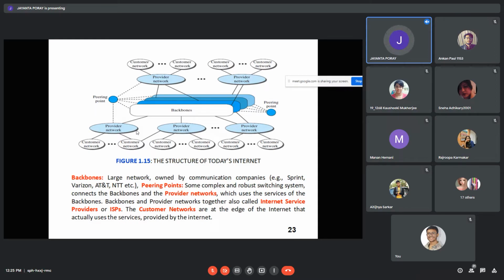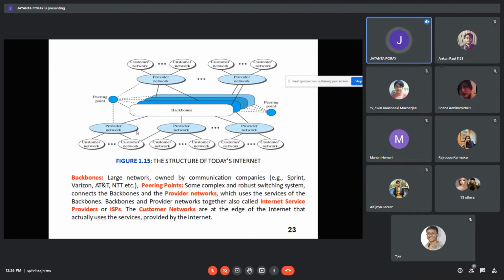And peering points are some complex and robust switching systems that connect the backbone with the provider networks. So provider networks are the giants. They are actually hosting the entire internet infrastructure. That is also hosted by the companies who are hosting the backbones, like Sprint, Verizon, AT&T. Sometimes we call them ISPs, or internet service providers. These terms are, I think, known, or you can just have a quick look at that.